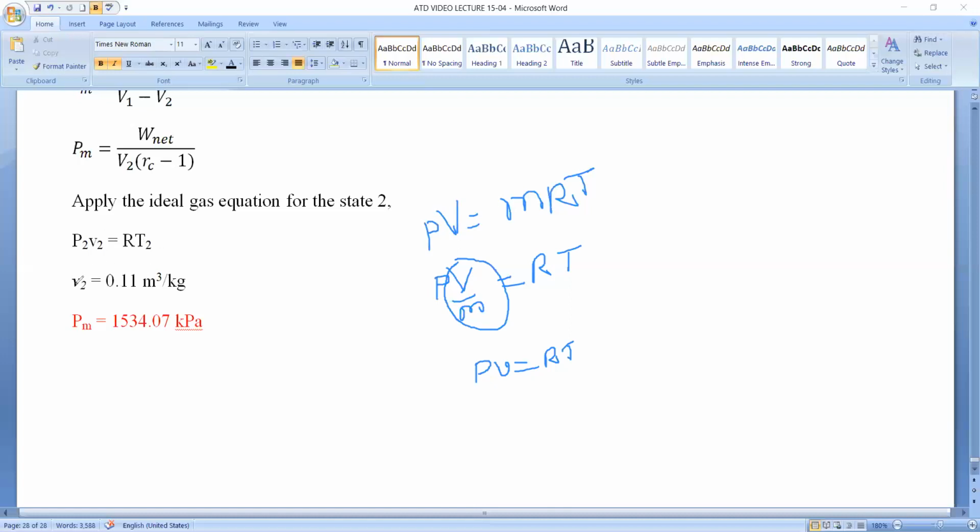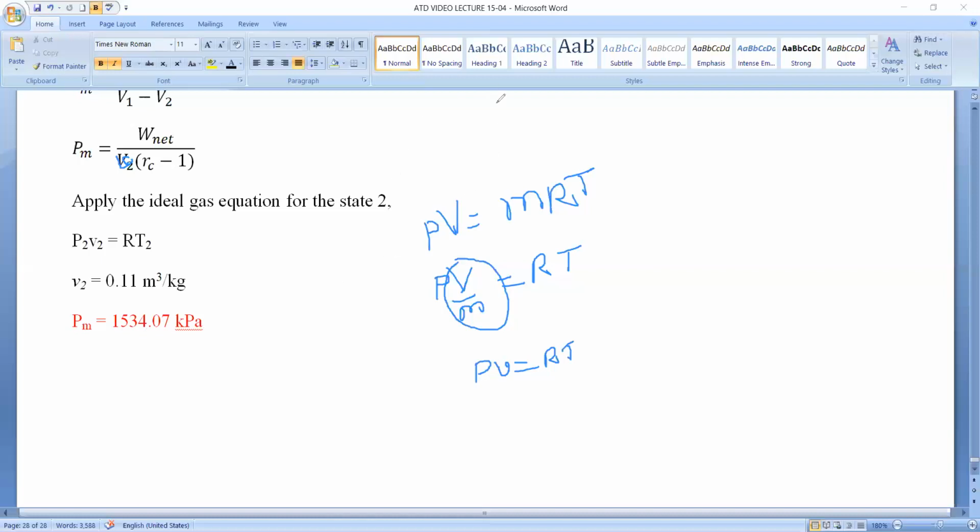So the only unknown is v2 here. Just do the cross multiplication and you will get v2 equals 0.11 meter cube per kg. Now substitute in this equation. This is supposed to be small v2, and here small v1 minus small v2. Now RC, you know the value of W net. Just substitute and get the value of PM, which is in terms of kilopascals. The numerical value for PM is 1534.07 kilopascals. So this completes the numerical.